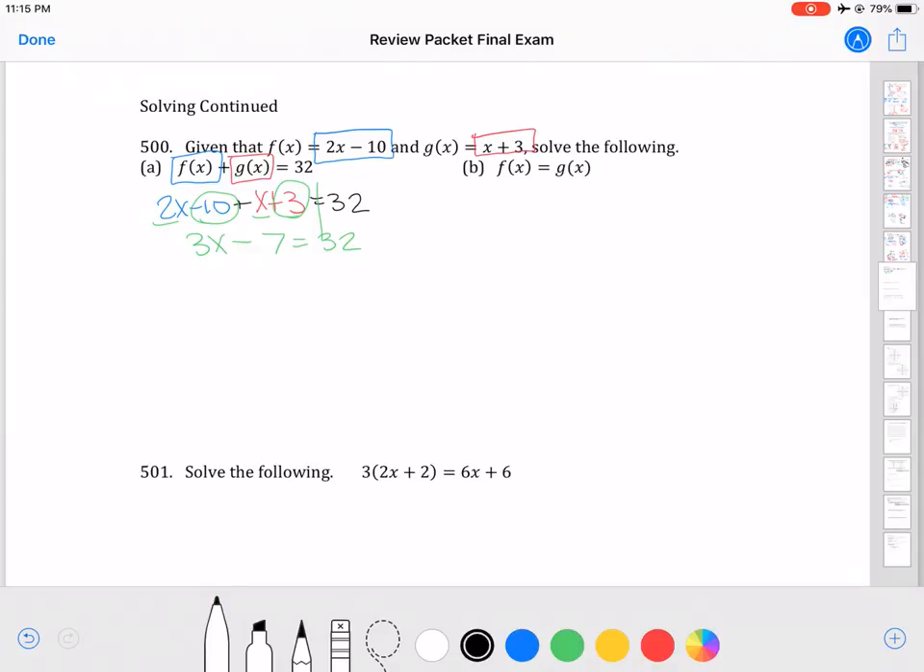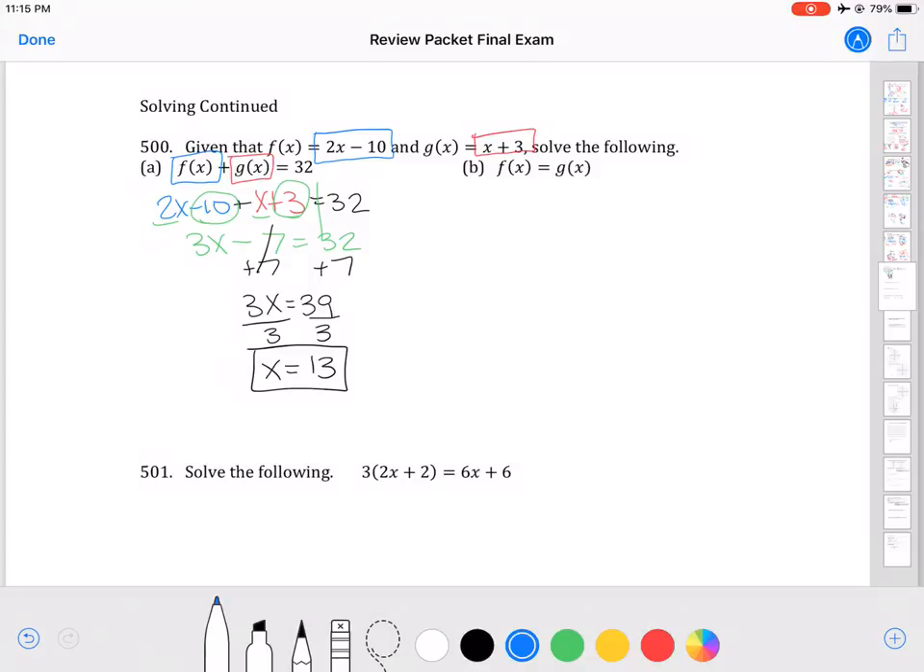Okay, so now I'm in that standard form where I can just get x by itself, get rid of what's being added or subtracted first. To get rid of a negative 7, I'm going to add 7 to both sides. So I get that 3x is equal to 39. And then divide both sides by that 3 with the x, and I get x is equal to 13.